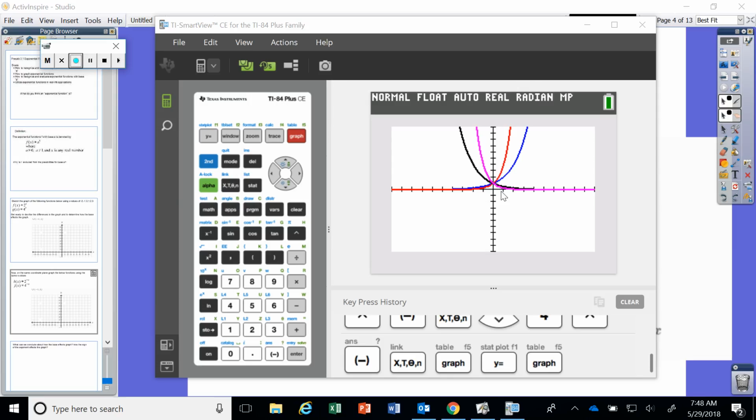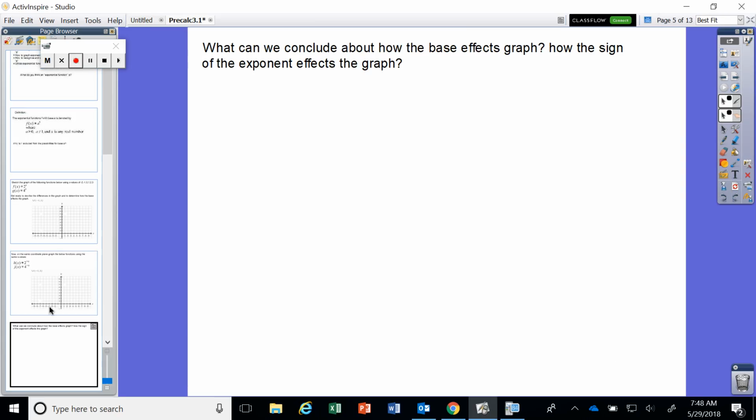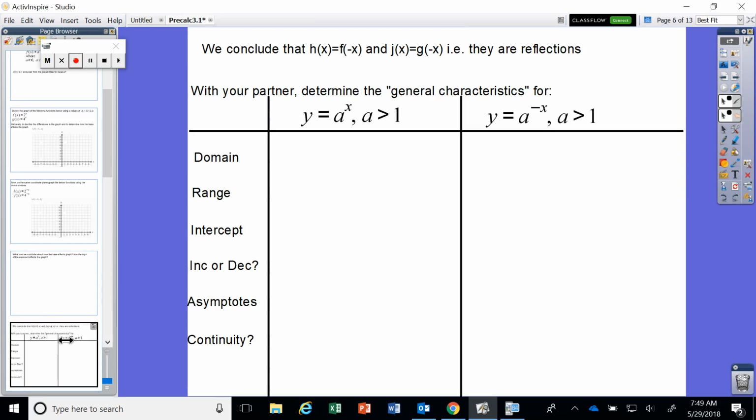Again, we're just simply reflecting the graph over the y-axis. It's really all that ends up happening here, and it ends up being symmetrical on both sides as well. So hopefully we've seen a little bit of insight into what the graphs look like.